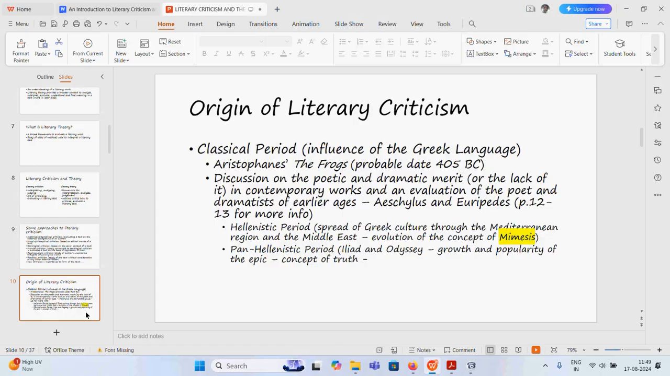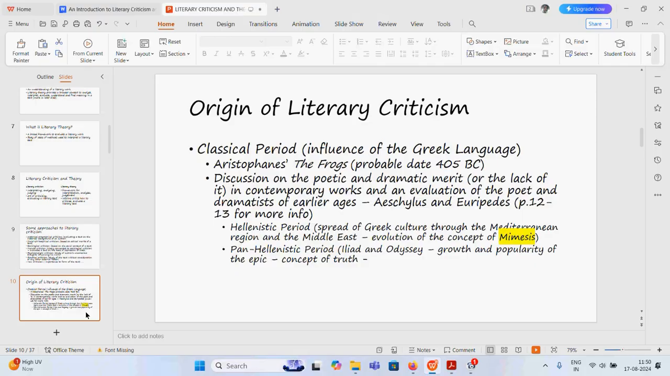What do we have here? It is a discussion on the poetic and the dramatic merit in contemporary works, works contemporary to the writer, and it is also an evaluation of the poets and dramatists of the earlier ages like Aeschylus and Euripides. For more information on the classical period and the origins of literary criticism, please refer to page number 12 and 13 of your SLM. This period may be further divided into the Hellenistic period and the Pan-Hellenistic period.